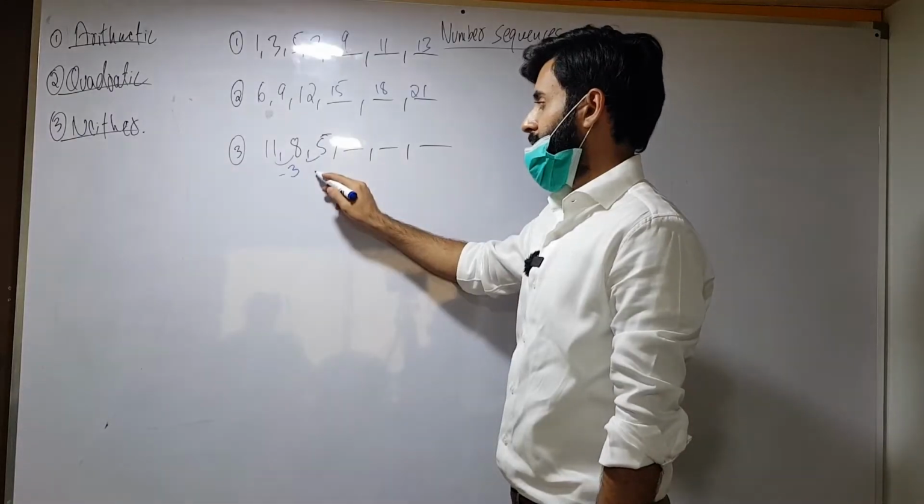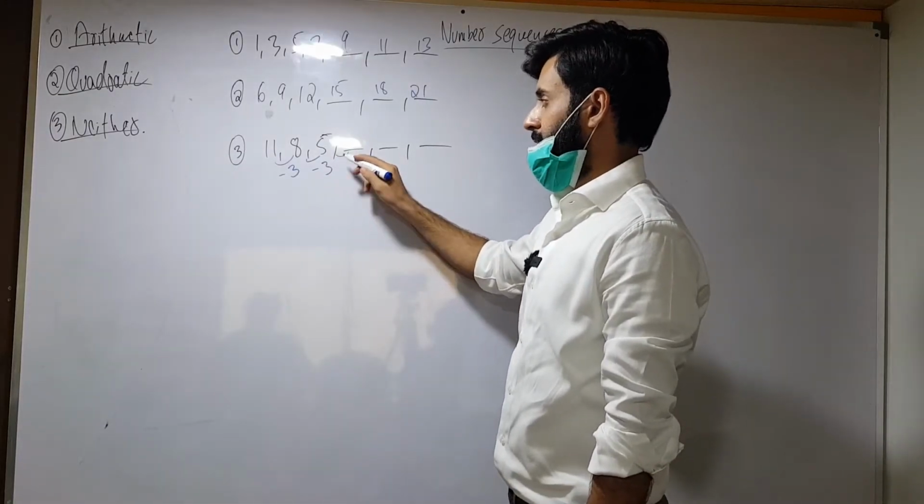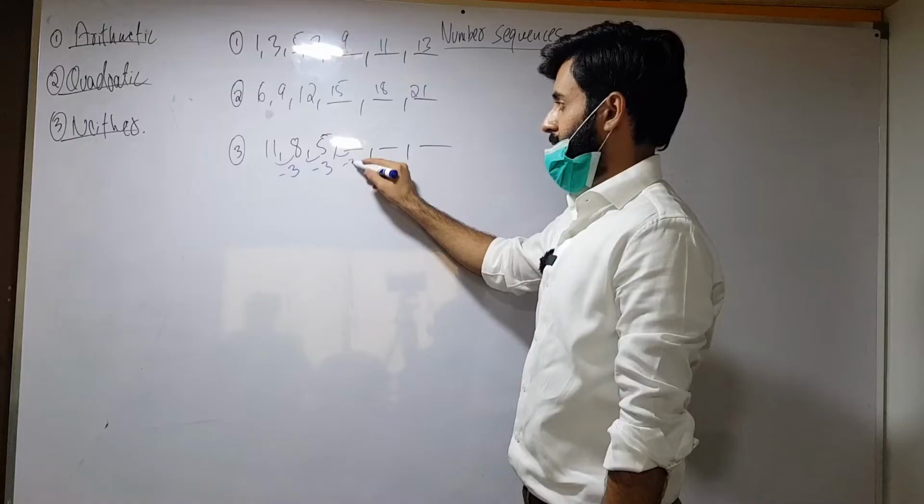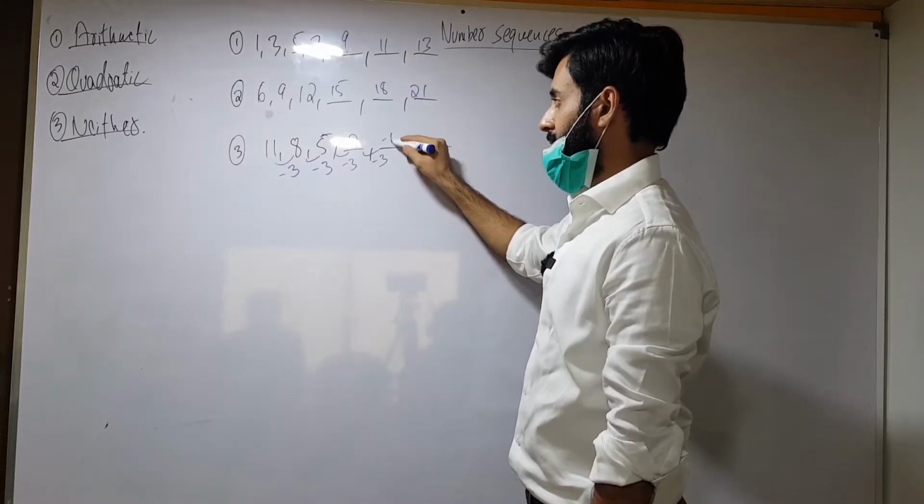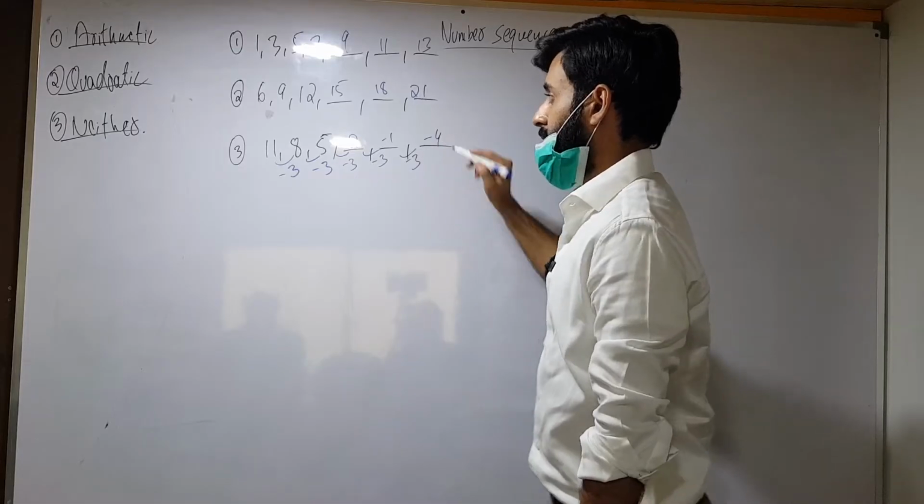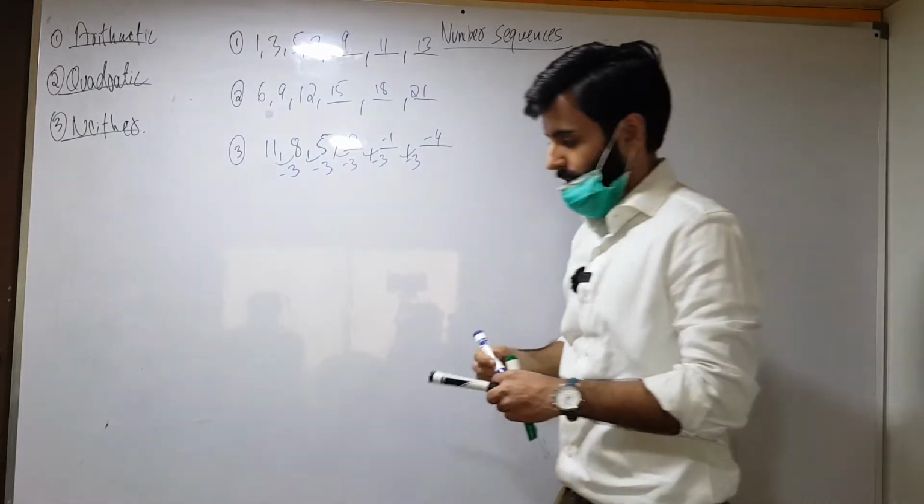Okay, how do you go from 8 to 5? You subtract 3. How do you go from 5? I mean, what should you do now? You should subtract 3, which will give you 2, and then you should subtract 3 again, which will give you minus 1, and then subtract 3 again, which will give you minus 4. ठीक है. अच्छा.